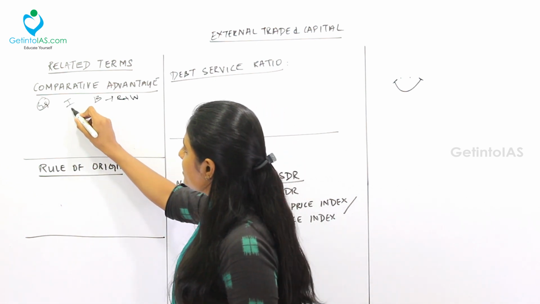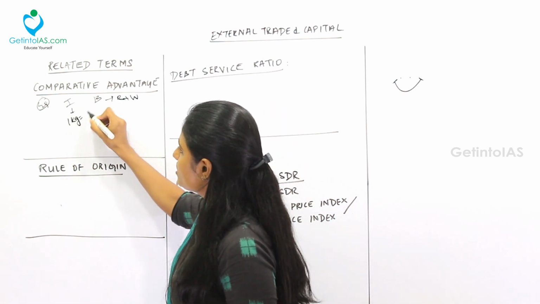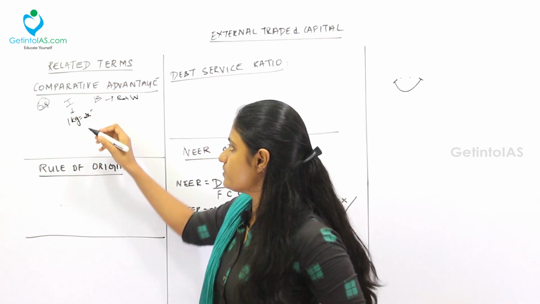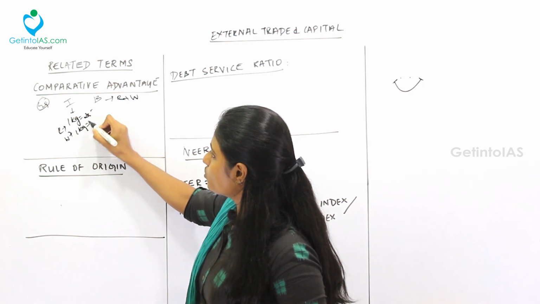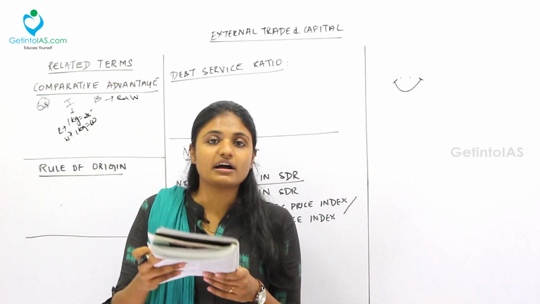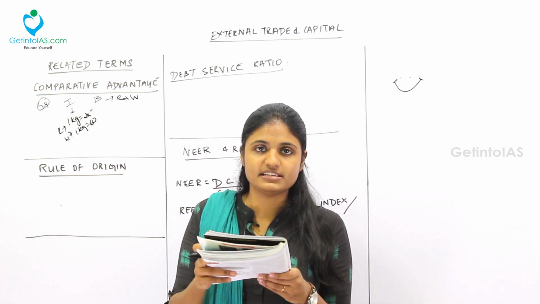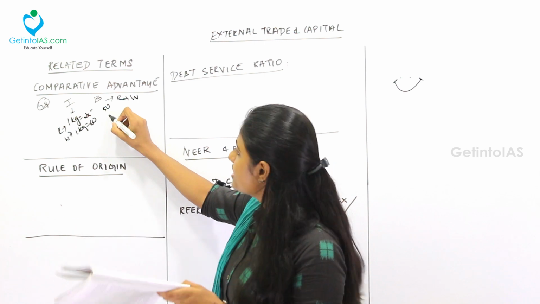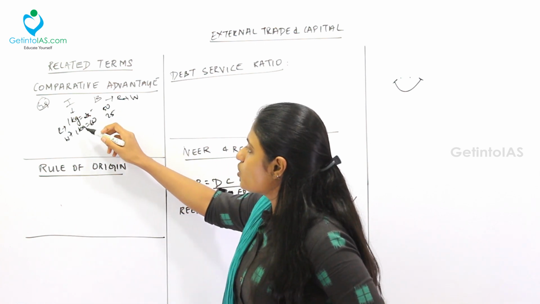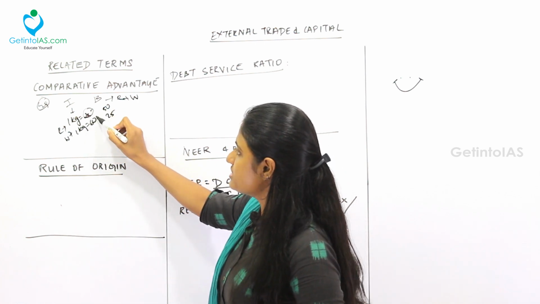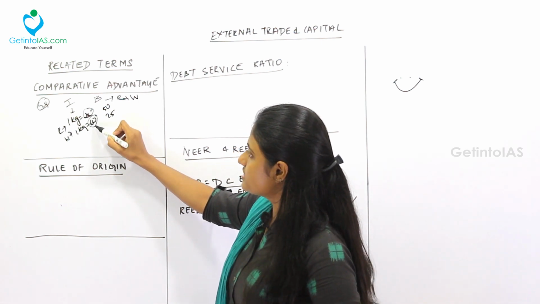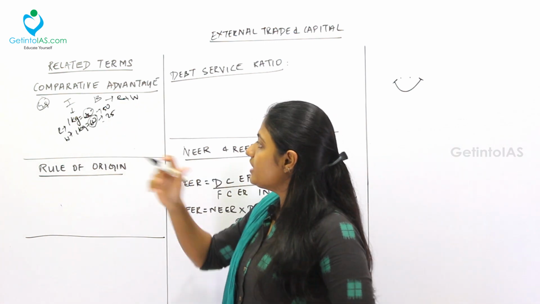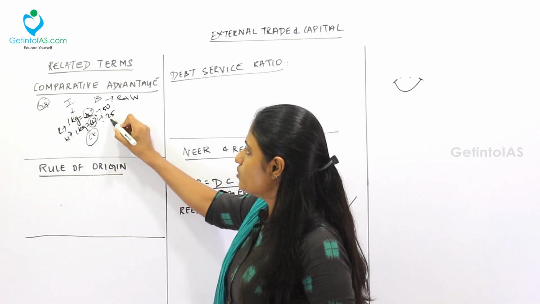So the cost of production in India of 1 kg of rice is 25 rupees, and the cost of production of wheat is 60 rupees. In the same way, in Bangladesh the cost of production of rice is 50 rupees and of wheat is 75 rupees. So see over here, the cost of production of rice in India is only 25 rupees and of wheat is 60 rupees. But in Bangladesh, for both it is high, right? So over here, India has a comparative edge when compared to Bangladesh.